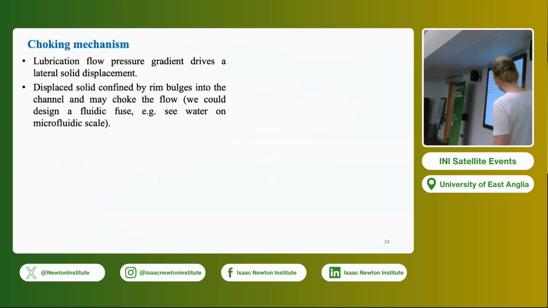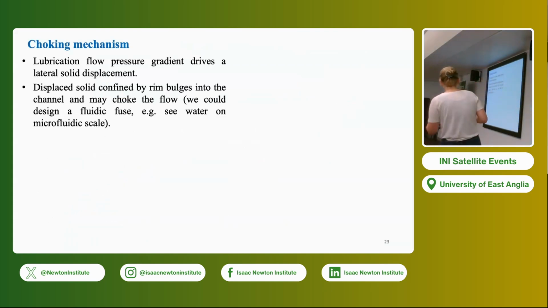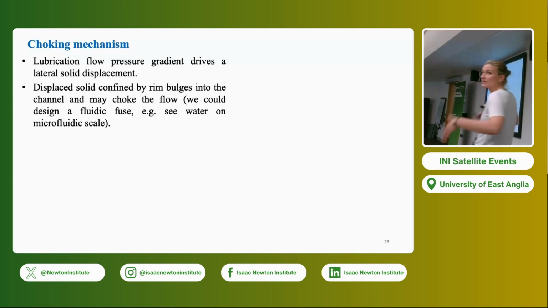So let me just summarize. We have a lubrication flow pressure gradient that drives the lateral solid displacement. The solid encounters the boundary, has nowhere to go, and has to bulge inwards. As a result of that, it interrupts the flow. The reason we were keen on studying this phenomenon is because we thought we could apply it to design a microfluidic fuse inside a microfluidic circuit. The idea is that if the flux exceeds a critical value, then the flow is interrupted.